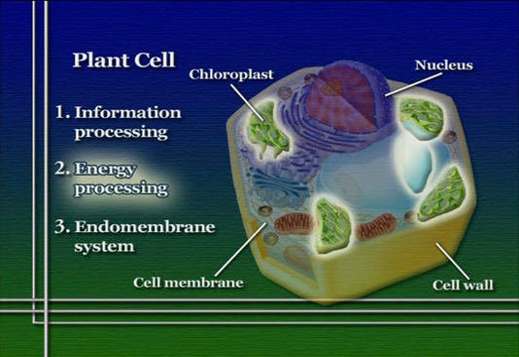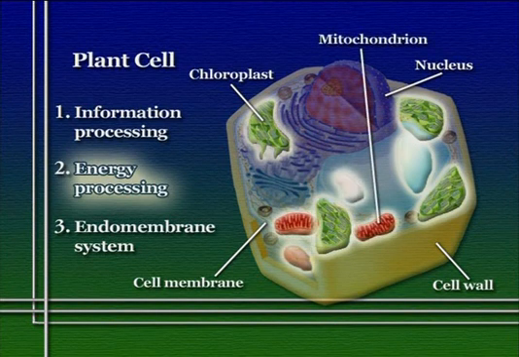Both plant and animal cells have mitochondria, as we'll see later. Those are the organelles that break down organic material to make energy, but only plant cells and also the cells of some photosynthetic unicellular organisms have chloroplasts.